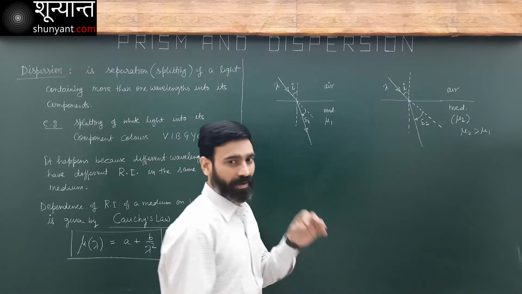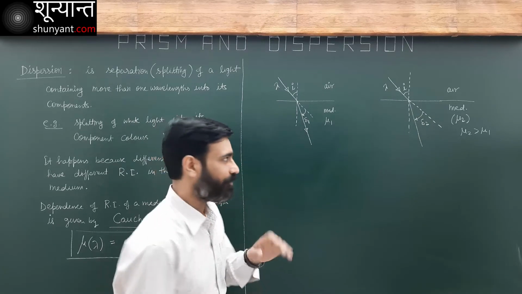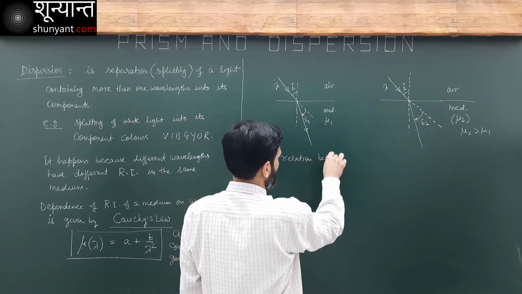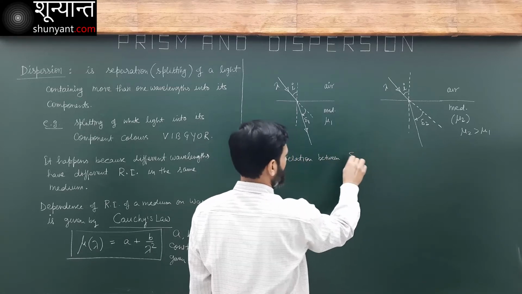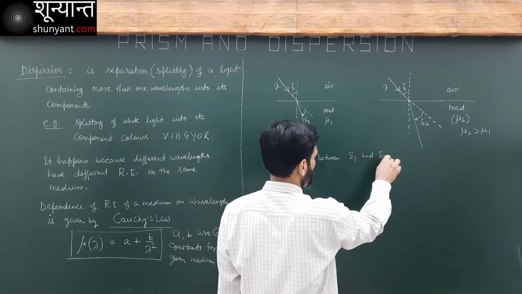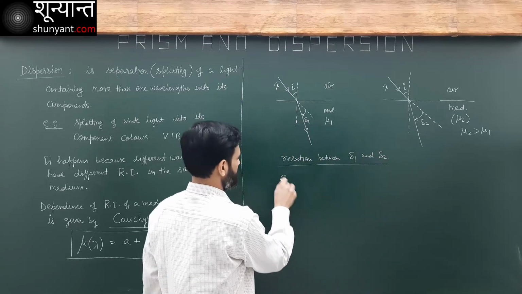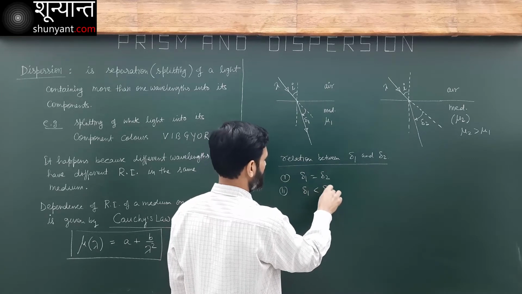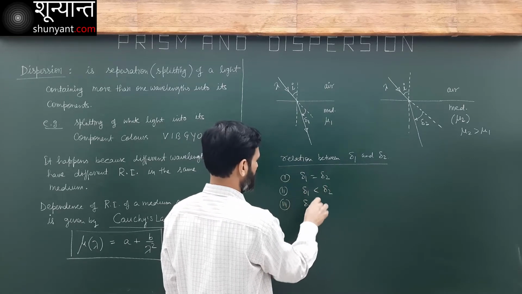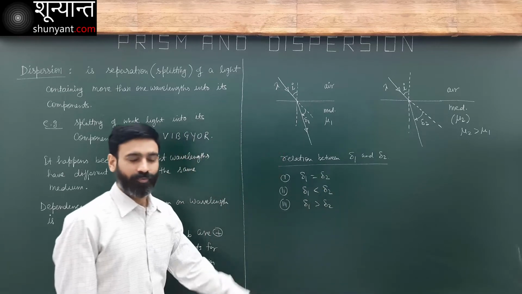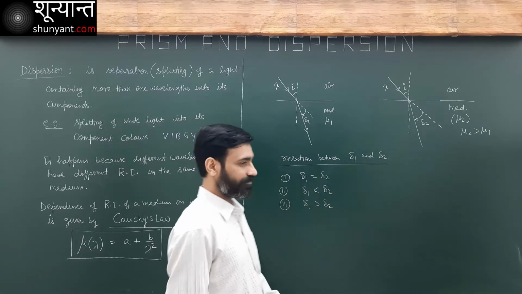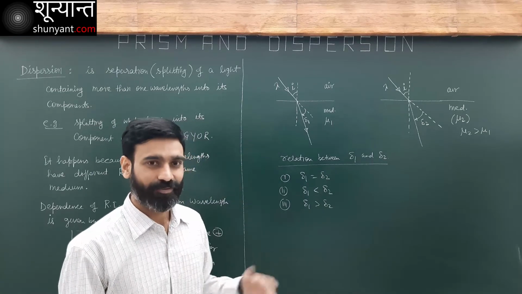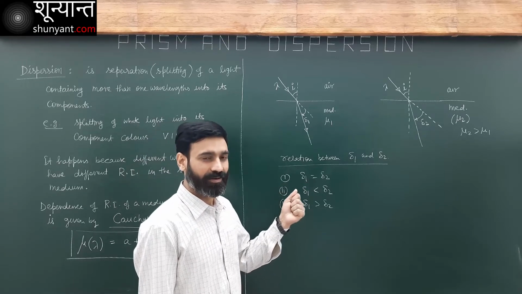If I ask you, what is the relation between delta 1 and delta 2? First, both are equal. Second, delta 1 is less than delta 2. And third, delta 1 is more than delta 2. What do you think? Can you figure it out from whatever you already know, using no other new concept? You can do it if you think a little bit.